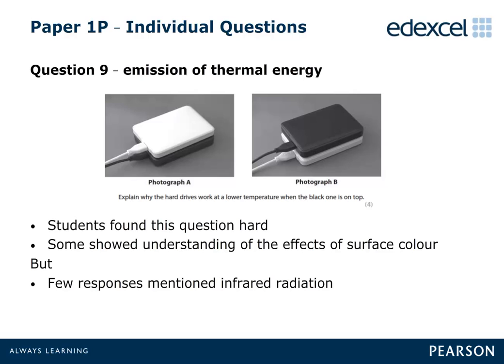Most students found it hard to describe the energy transfers here. Very few of them mentioned infrared radiation. 55% of the students scored no marks at all for this question. 30% gave responses worth 1 or 2 marks. Those who realised that the key to the question was the different emission from white and dark surfaces did best.